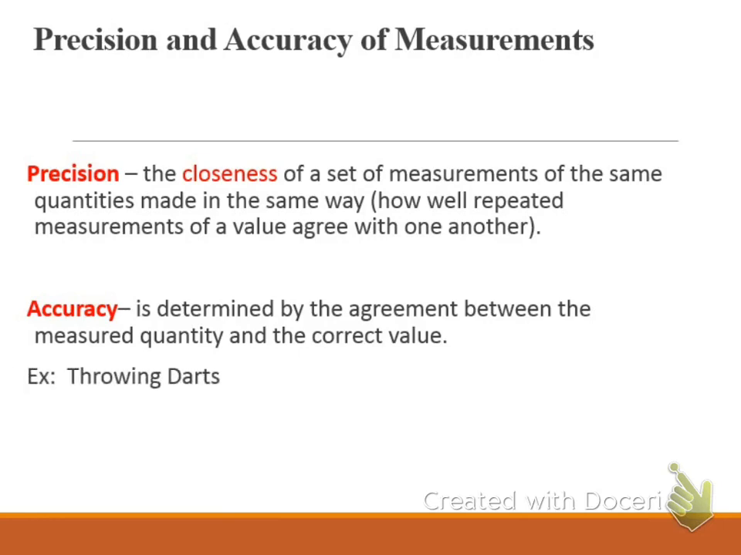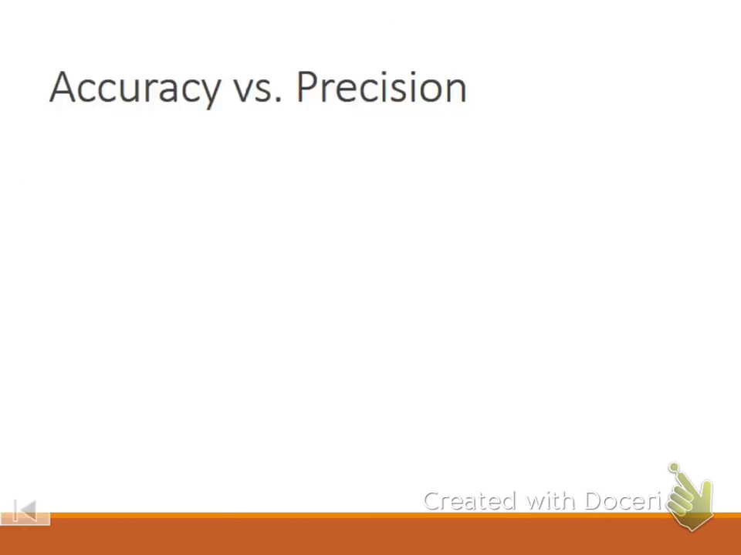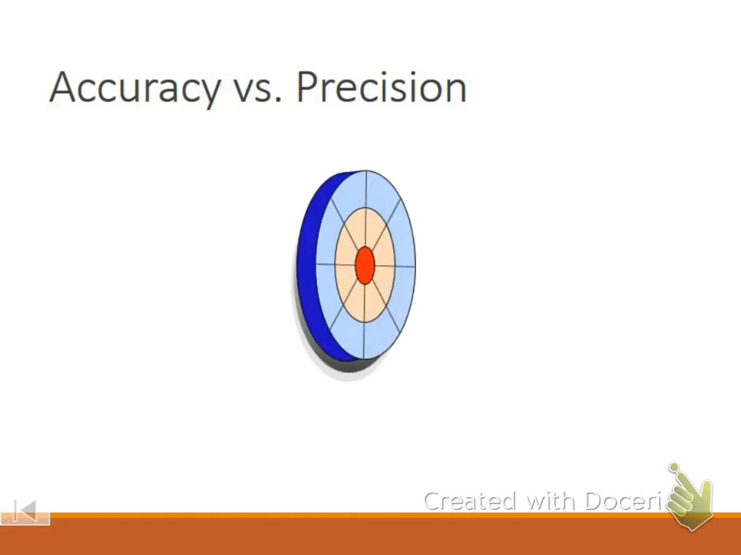We're going to use throwing darts as an example. So I have this dartboard. I'm going to throw 3 darts. Are you ready? 1, 2, 3. So would that be precise? Would that be accurate? Would it be both? Would it be neither? Precise, but not accurate. It is precise but not accurate because I'm hitting the same spot every time, but I'm just not hitting the accurate spot.